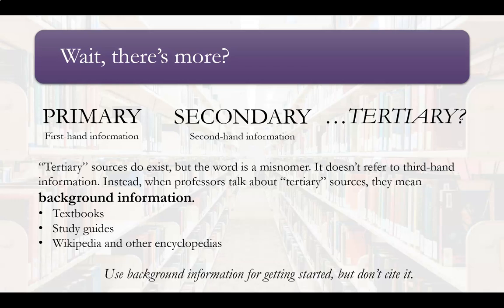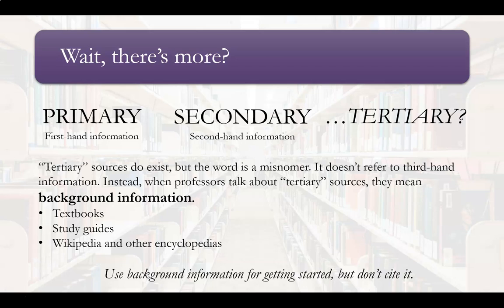And don't get me wrong, this is valuable. Something like Wikipedia is really great when you're starting out. When you're familiarizing yourself with a topic that you don't yet know much about, you can read a summary, maybe write down a few clues to follow up on, and then go find things you can cite.